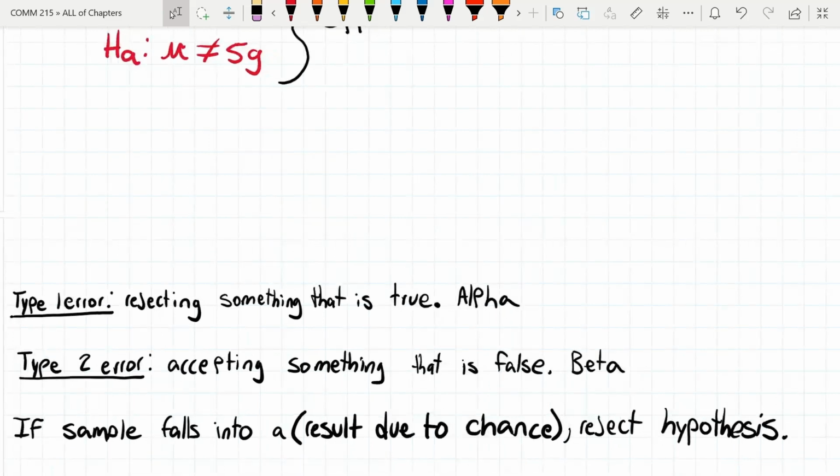Another idea is if the sample falls into alpha, which is also the result due to chance, we must reject the hypothesis, because we can't accept a hypothesis that is due to chance. It has to be scientifically proven, not due to chance, but with reason and scientific information.